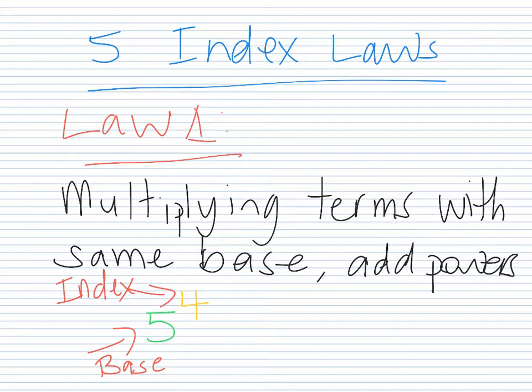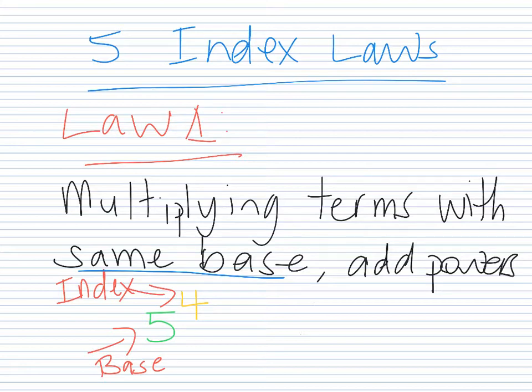So this is what this actually means. So if we had 5 to the power of 4 plus 5 to the power of 3, we need to add the same base. Sorry, I've made a mistake. Let's back up because I'm confusing you.